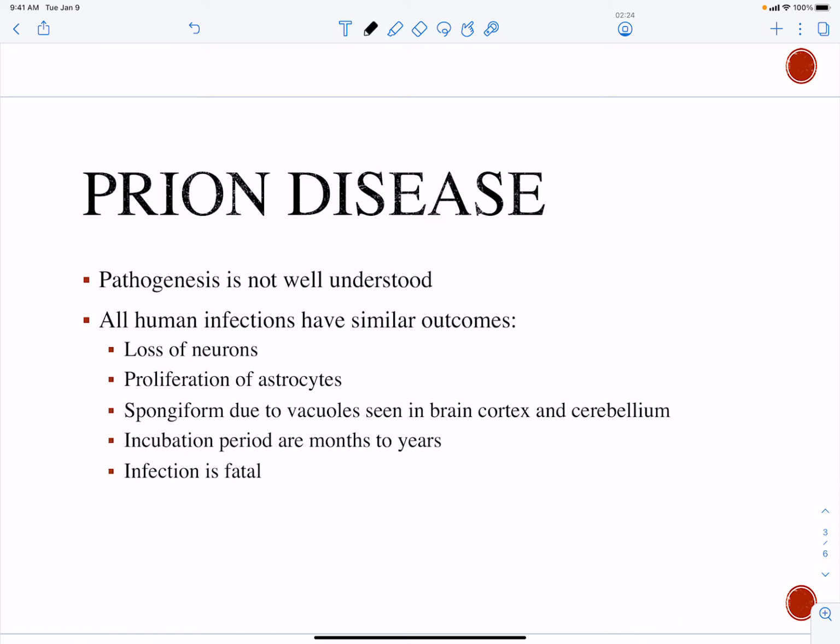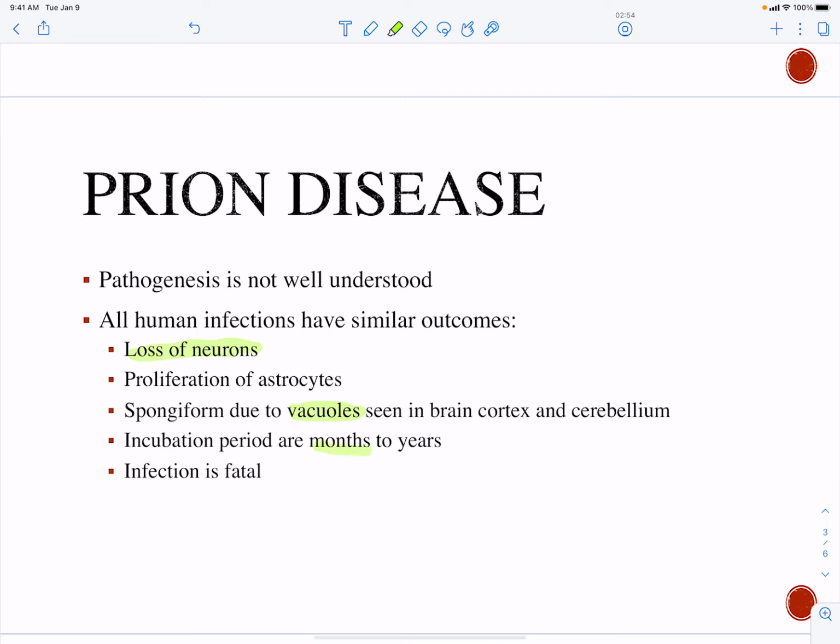So what's known about the pathogenesis is not a lot. It is just known that if you do get a prion protein, it will convert your normal proteins to the disease state, and over time this would lead to damage to your central nervous system. So ultimately you have a loss of neurons. You have proliferation of your immune cells inside of your brain. It's called spongiform because there are holes or vacuoles in the brain cortex and cerebellum at postmortem.